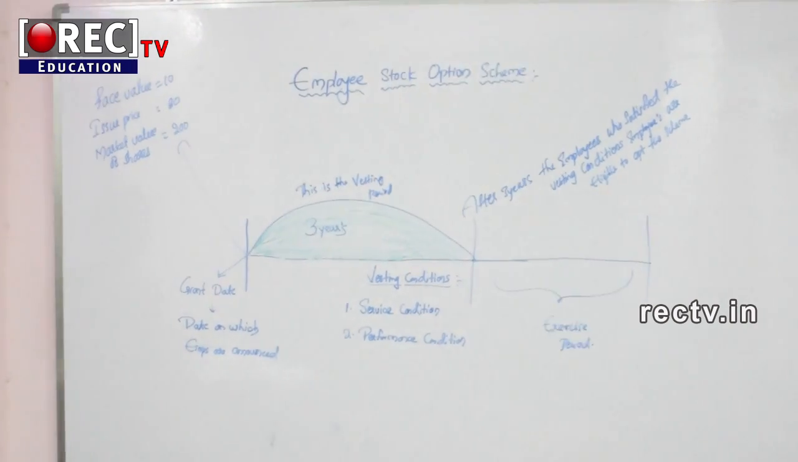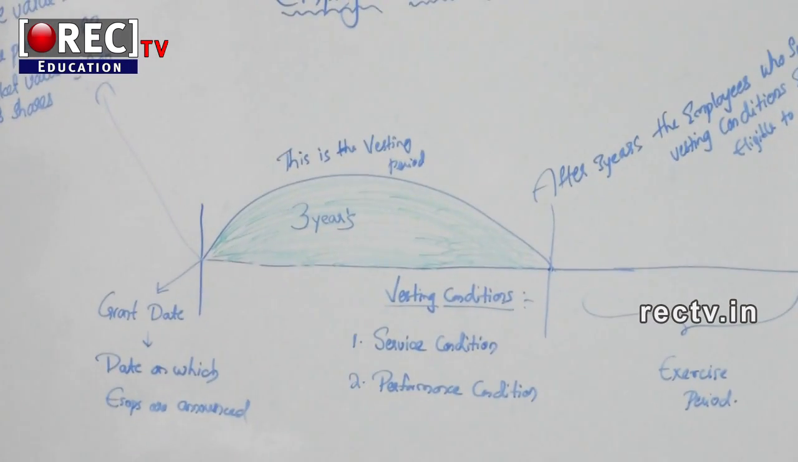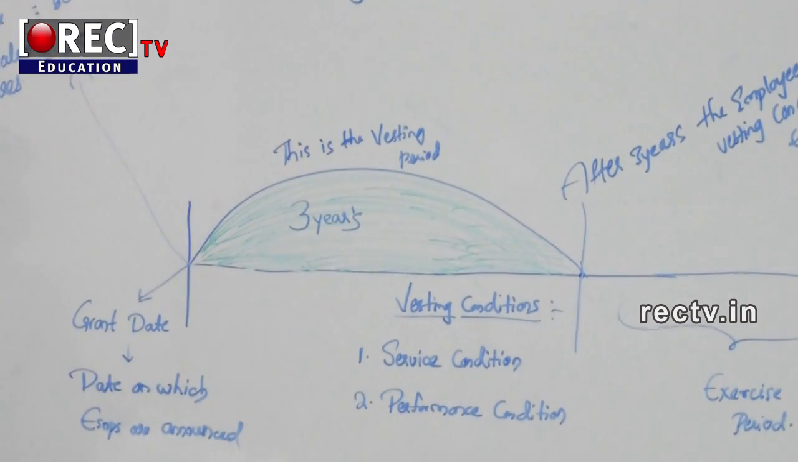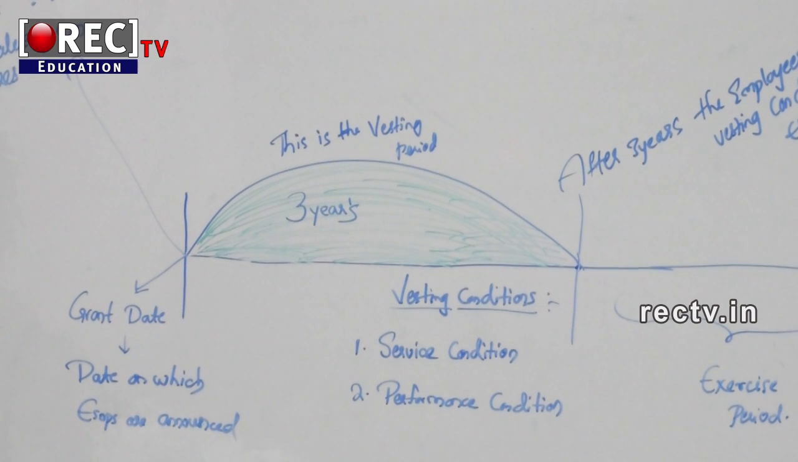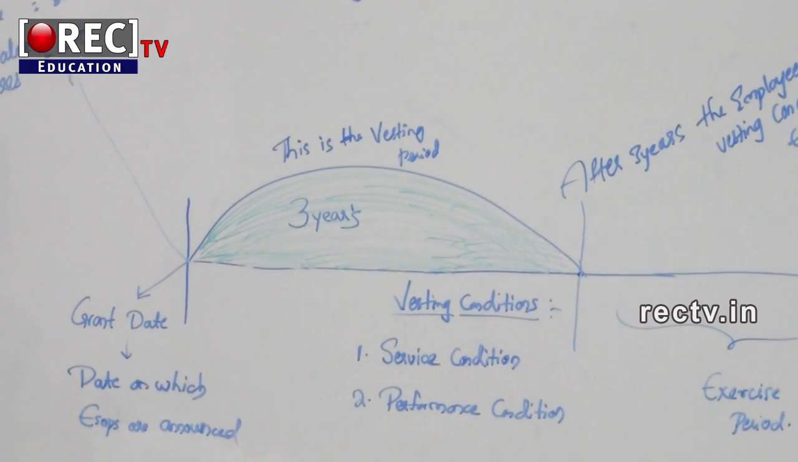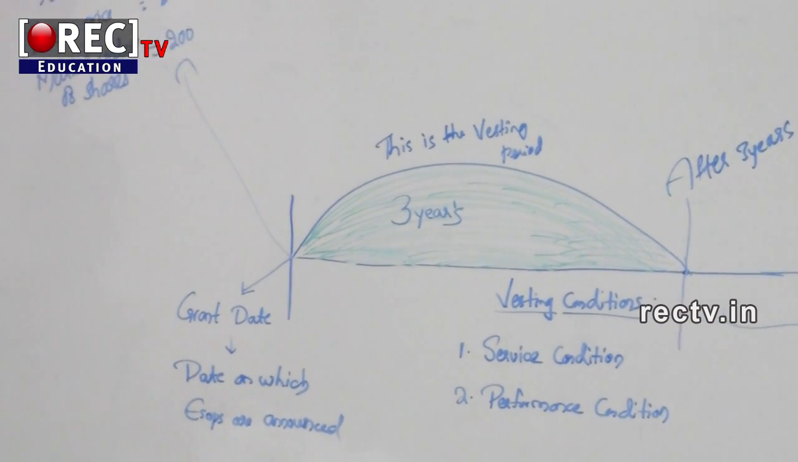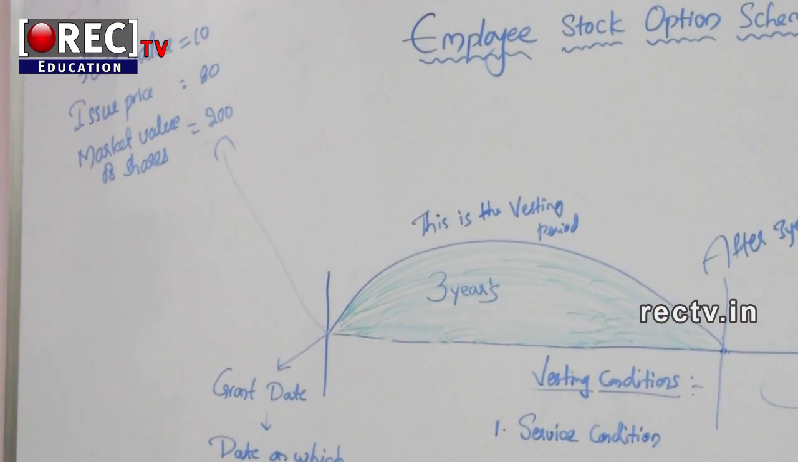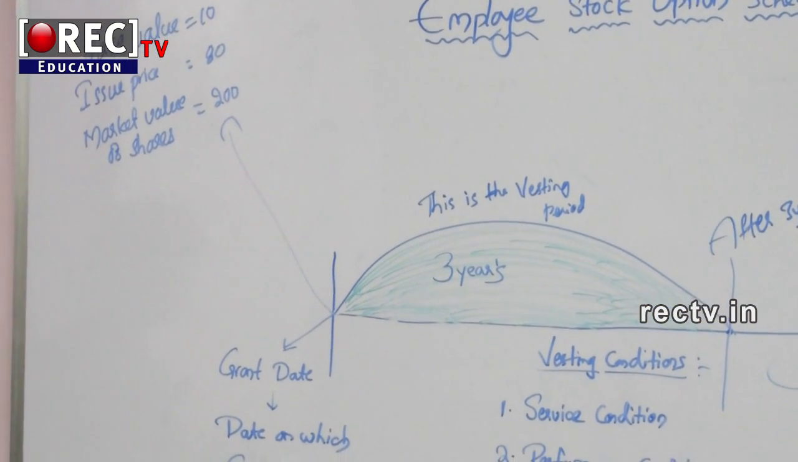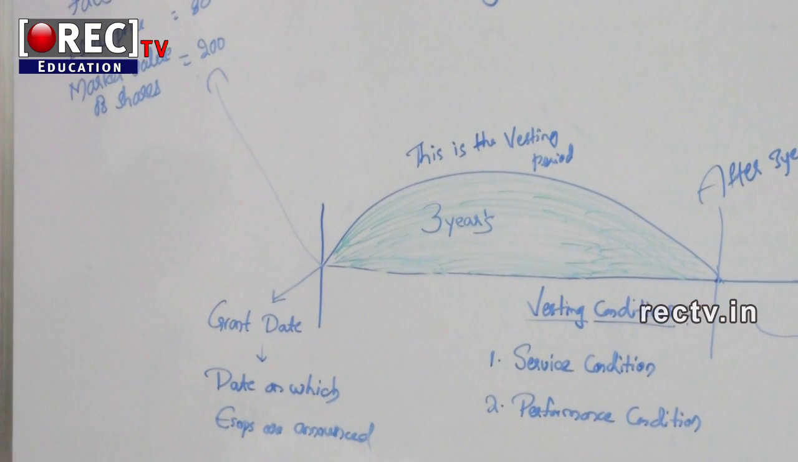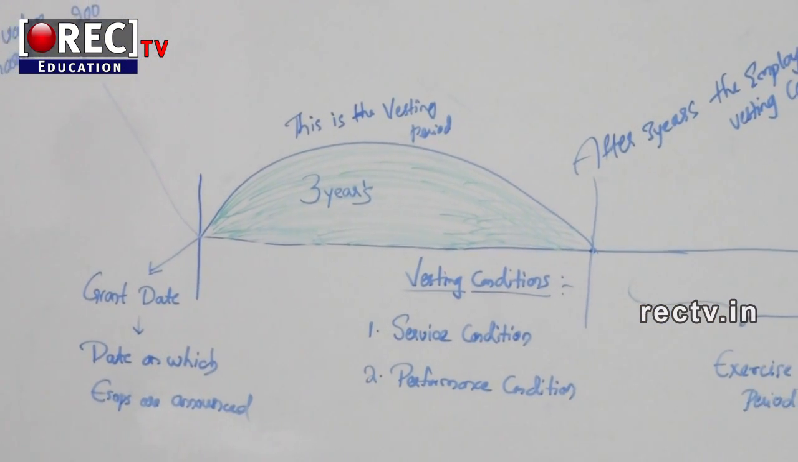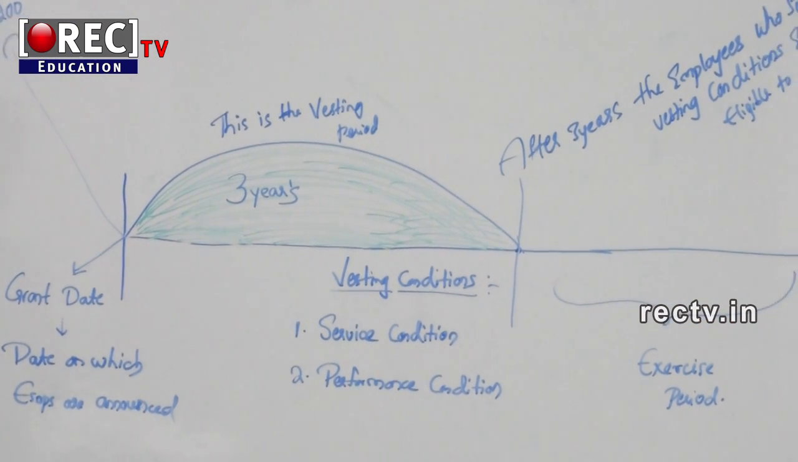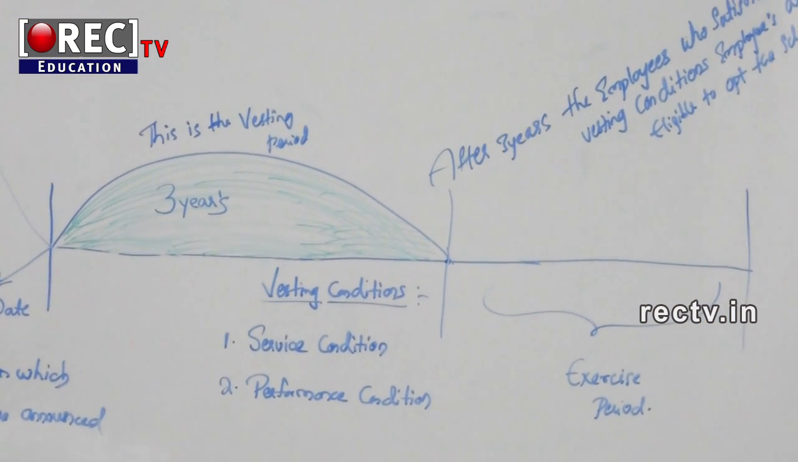And the other condition is the performance condition. The performance condition means the employee should work hard for the performance of the company. That means there should be an increase in sales, or an increase in profits, or an increase in reputation. These are the performance conditions. Employees who satisfy these conditions are eligible for the ESOP scheme.